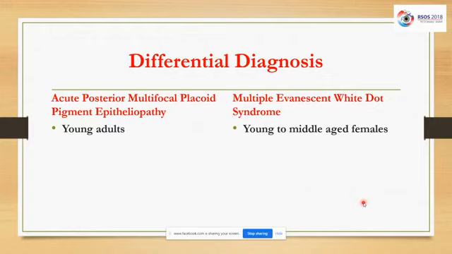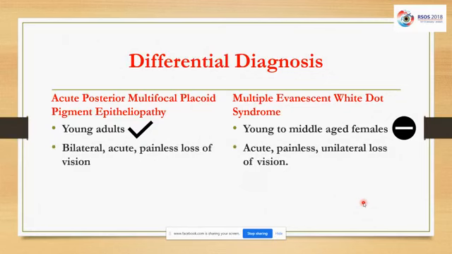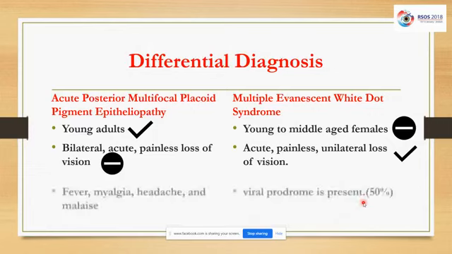Acute posterior multifocal placoid pigment epitheliopathy is mainly prevalent in young adults, but multiple evanescent white dot syndrome is mainly prevalent in young to middle-aged females. Our patient is male, so this can be a positive finding for acute posterior multifocal placoid pigment epitheliopathy. It is a bilateral condition with acute painless loss of vision, but multiple evanescent white dot syndrome is a painless acute unilateral loss of vision. So this is positive for multiple evanescent white dot syndrome because our patient is unilateral.